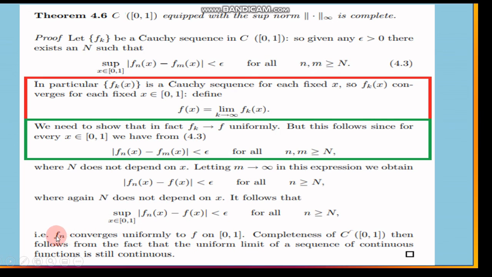The f_n are continuous functions, and they converge to f uniformly. If so, the uniform limit is also continuous. So f again belongs to the same space. Therefore the completeness follows from the fact that the uniform limit of a sequence of continuous functions is still continuous. So f belongs to that space, so the space is complete.